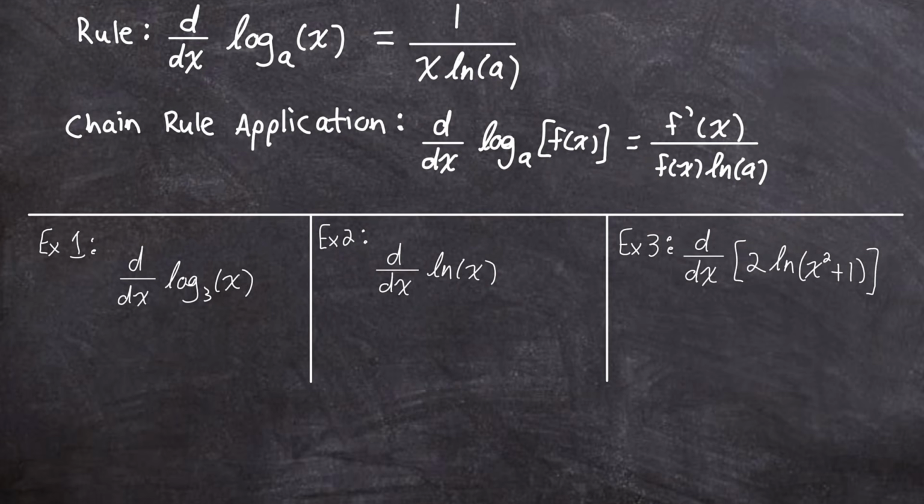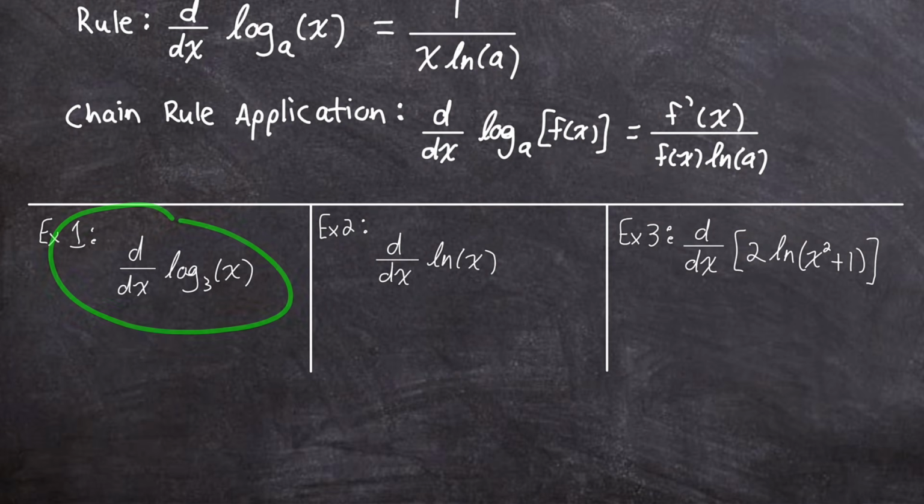Let's start by looking at the first example right here, where we're finding the derivative of log base 3 of x. Following my derivative rule, I know this would equal 1 divided by the argument, which is just x, times the natural logarithm of the base of the log, which is 3.